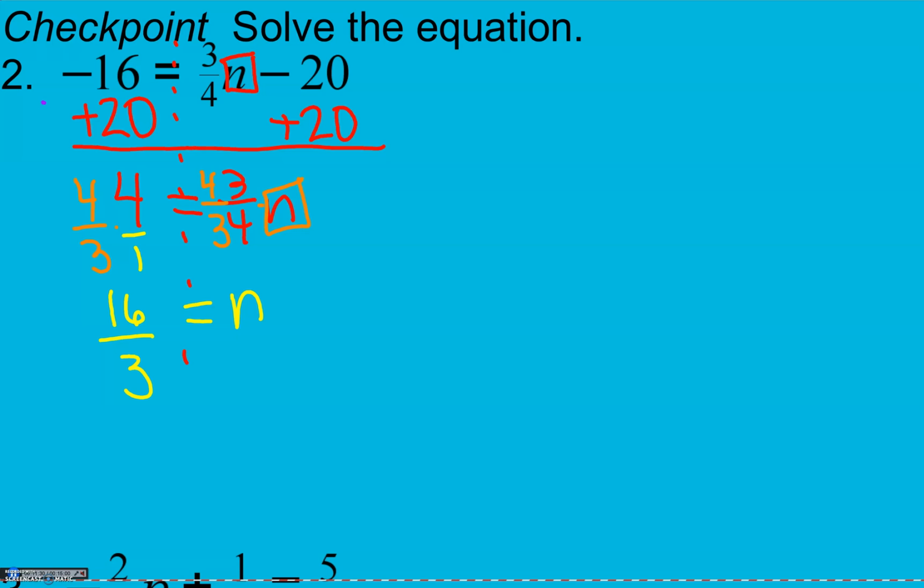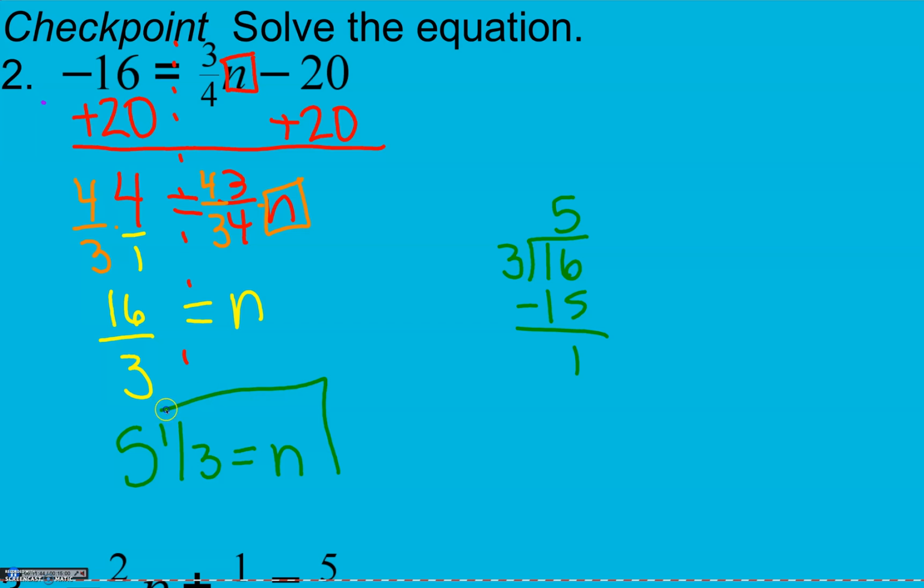Now, 16 is bigger than 3, so I'm going to go ahead and divide to switch this into a mixed number. 3 goes into 16 5 times, which is 15. We subtract and get 1 as our remainder. So 5 and 1/3 equals n.